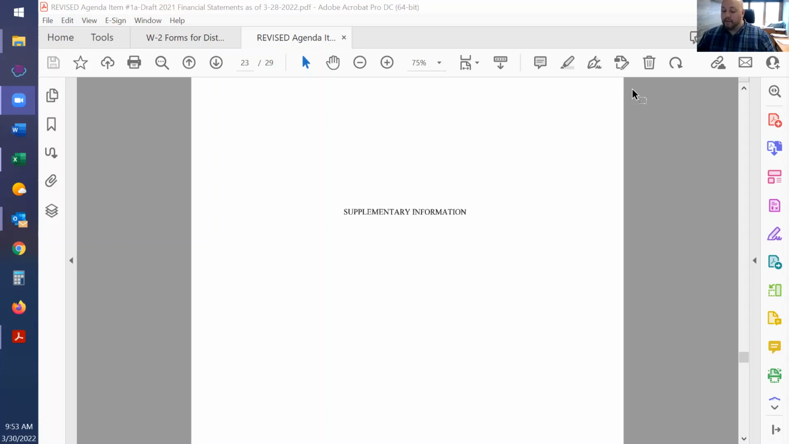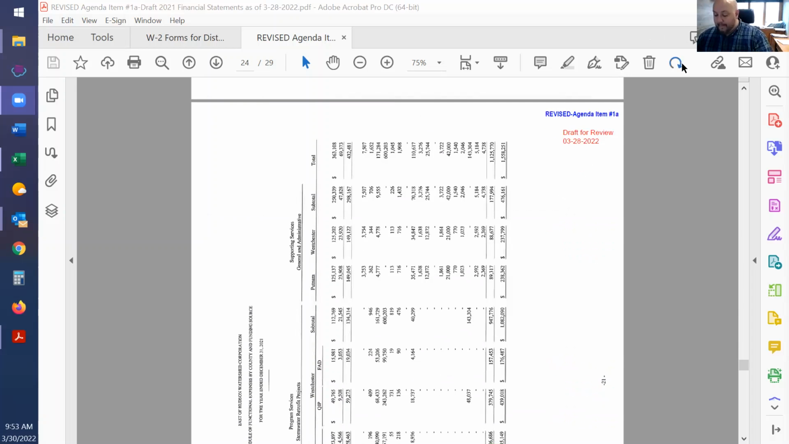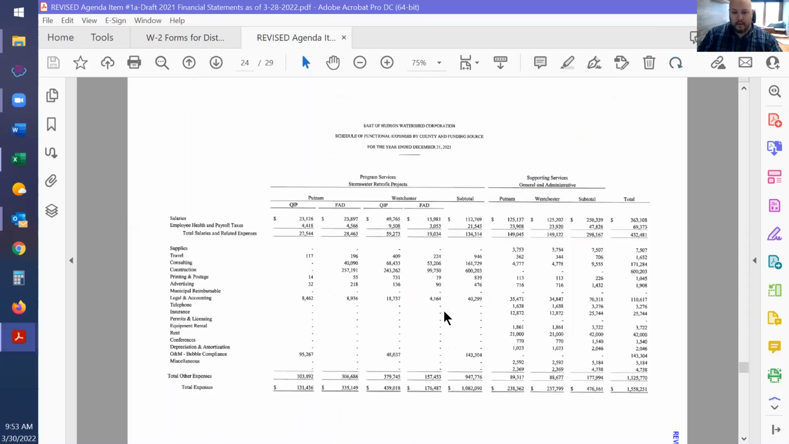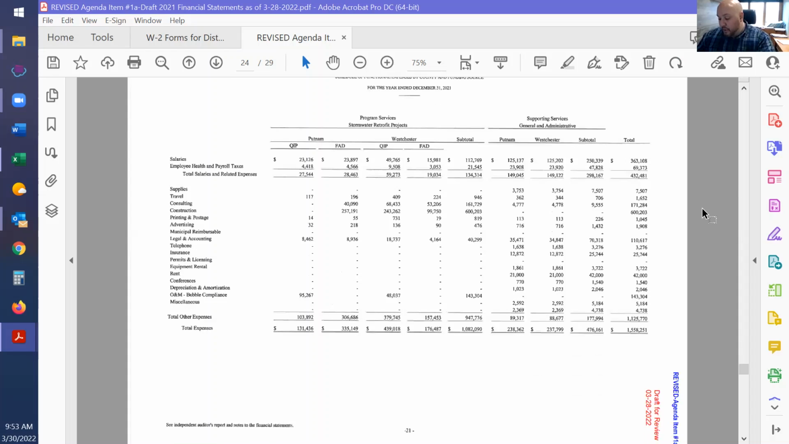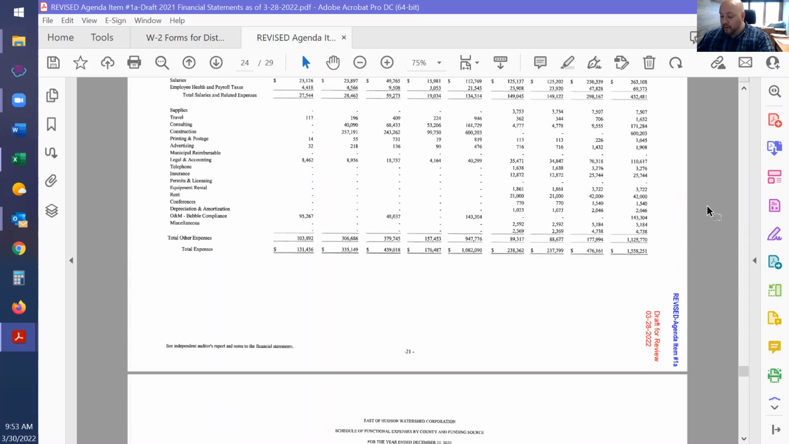Moving forward to the supplementary information. Here we've got the summary of functional expenses by county and by funding source. This breaks it down by the individual counties, summarizing the schedule of functional expenses that we showed earlier within the financial statements. This is the same basic report, just broken down by county and how it's affecting program services as well as supporting services. So again, that total number will tie back out to the statement of functional expenses in the earlier financial statements.